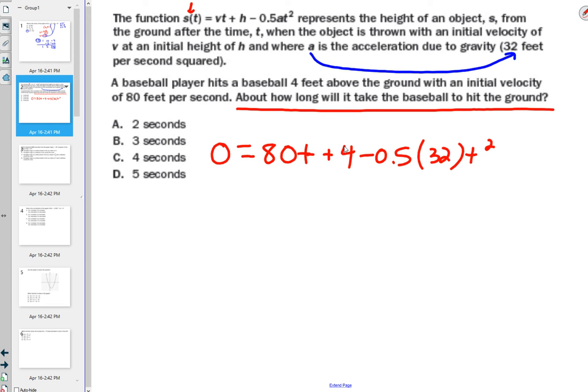If I simplify, what is negative 0.5 times 32? Negative 16. I'm going to write that first because I want to start writing this in standard form. I can't do anything with the 80t, even though my t's look like pluses. So that's 80t, and then at the end, plus 4. So what we have here is a quadratic equation. What are the 2 most common ways of solving quadratic equations? Factoring and quadratic formula. The nice thing about both of those is that they require you to make the equation equal to 0, which we already have.